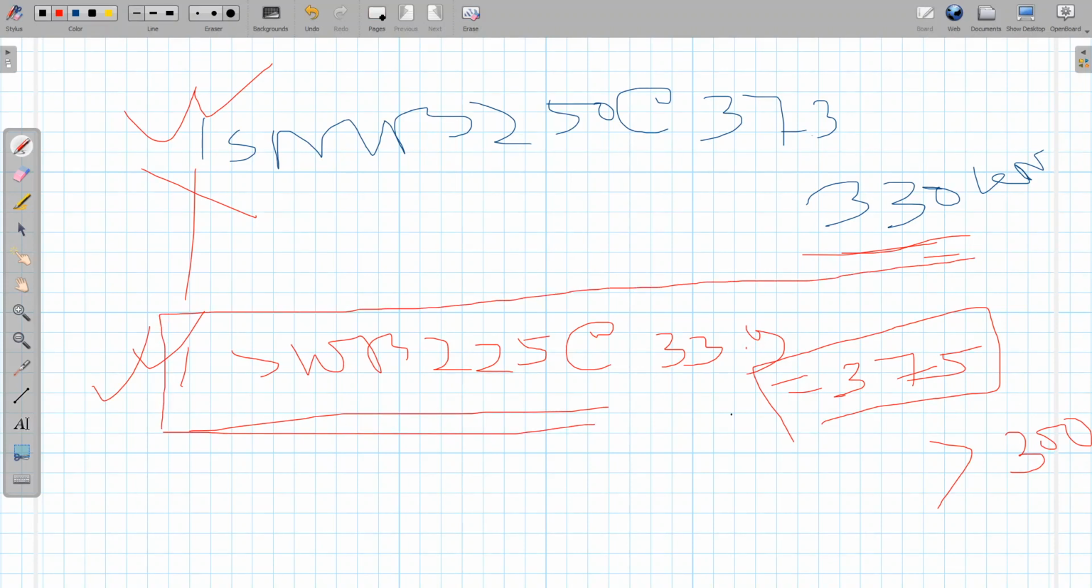So we will recommend, or simply say, the suitable section for this given problem is ISWB 225 at the rate of 33.9 kg per meter. This is how we can design a section.